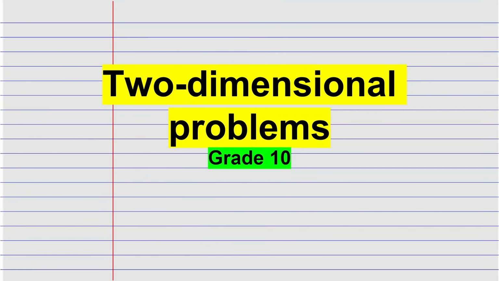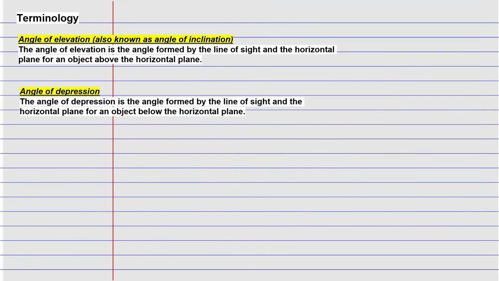So welcome to two-dimensional problems, right? And terminology is very important here. We need to understand what angles of elevation means, which is also known as angles of inclination, and also what is angle of depression. Understanding this is going to make this section very, very simple. So without just looking at the definition, I'm just going to draw a diagram so that you can understand.